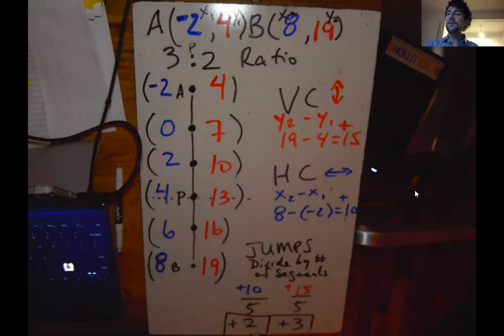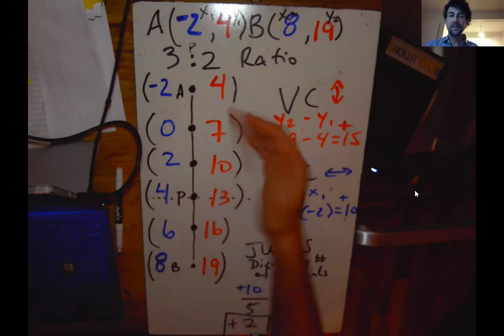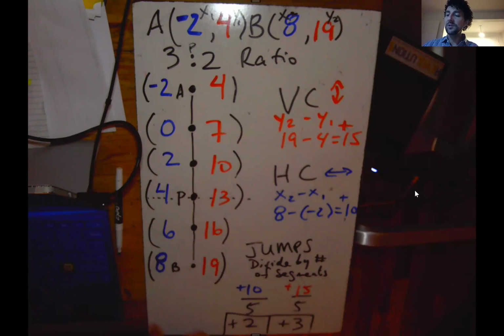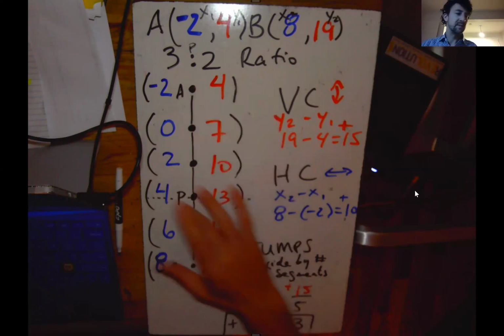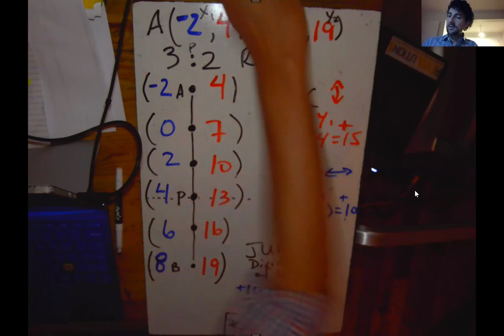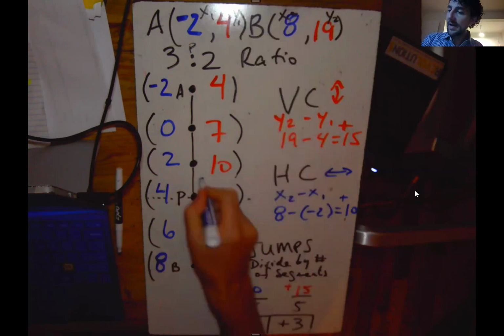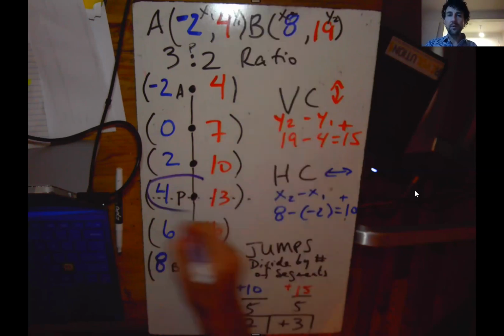So now we've filled in all of the coordinates along directed line segment AB. And at the beginning, we established where point P would be to give us a 3 to 2 ratio right here, which means that our answer is this coordinate, x equals 4, y equals 13.